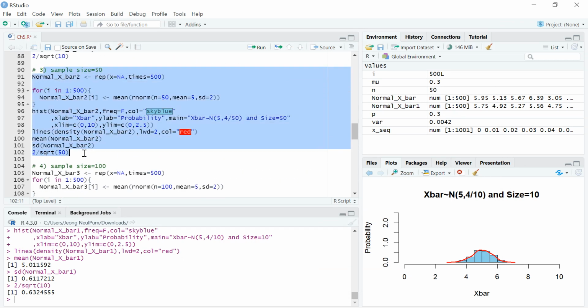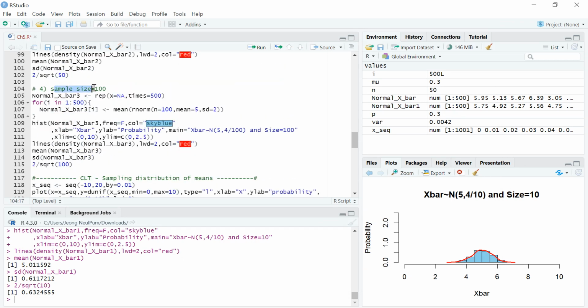And let's just skip the 50 part. How about if the sample size is about 100? Let's do 500. Then maybe we can change this part here.